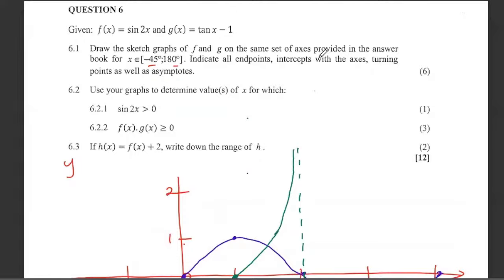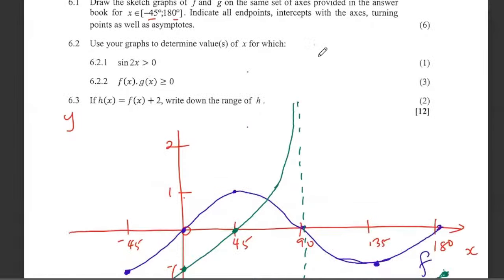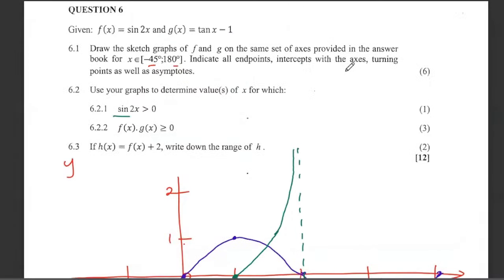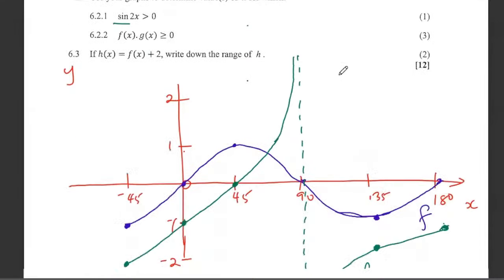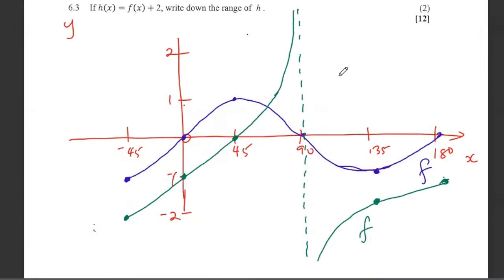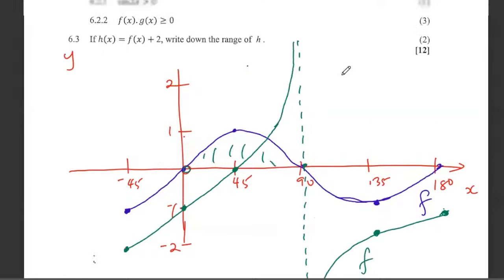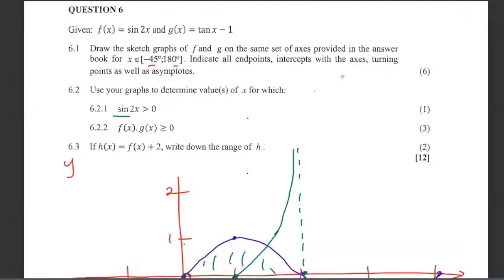Then use the graphs to determine the values where sine 2x is greater than 0. So where do we find the graph of F to be above the x-axis? It's between 0 and 90. That's the only region where the graph is above the x-axis. So we're going to say 0 is less than x, which is less than 90.